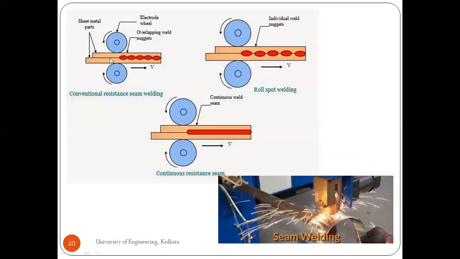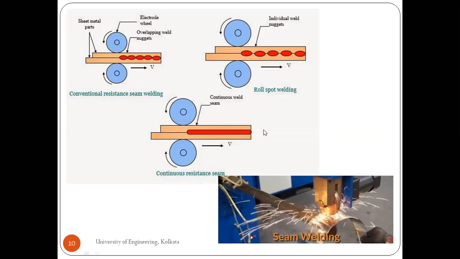seam welding. So these are two sheet metals which need to be welded together. This is the electrode wheel. These are the overlapping weld nuggets. Okay, so the nuggets are formed. However, this is called resistance seam welding, or we can say roll spot welding.